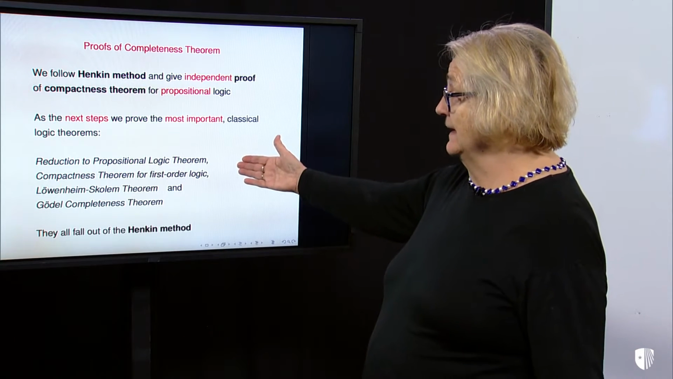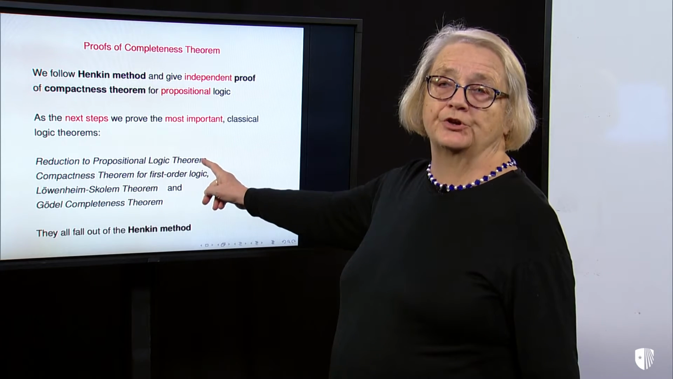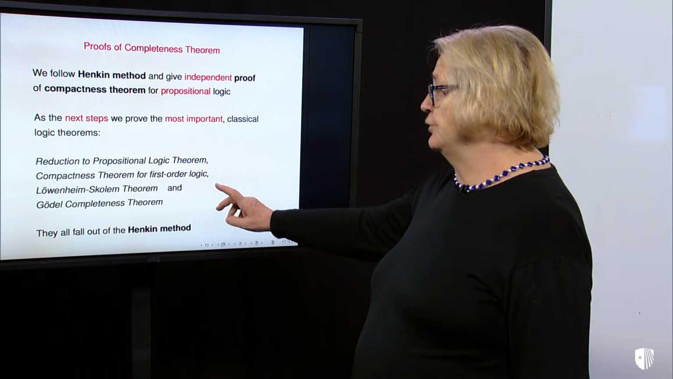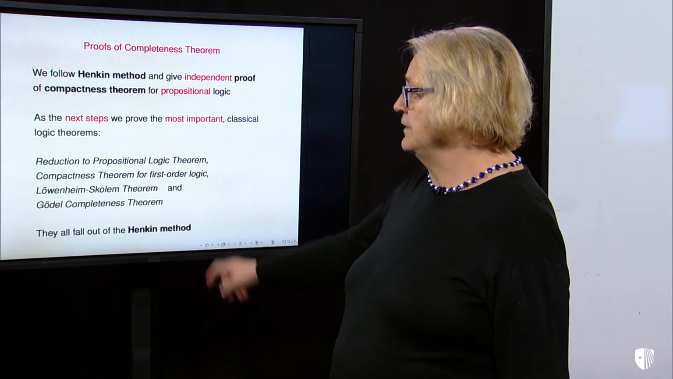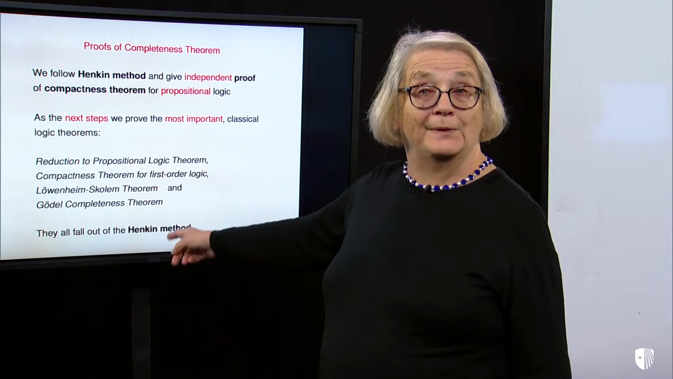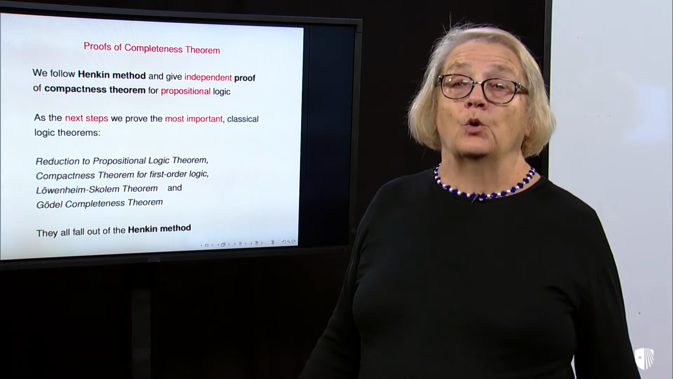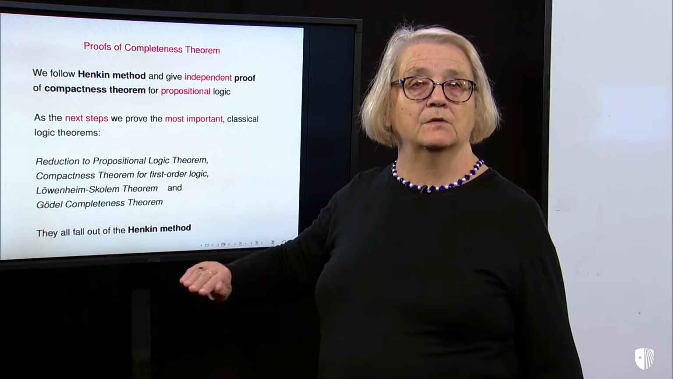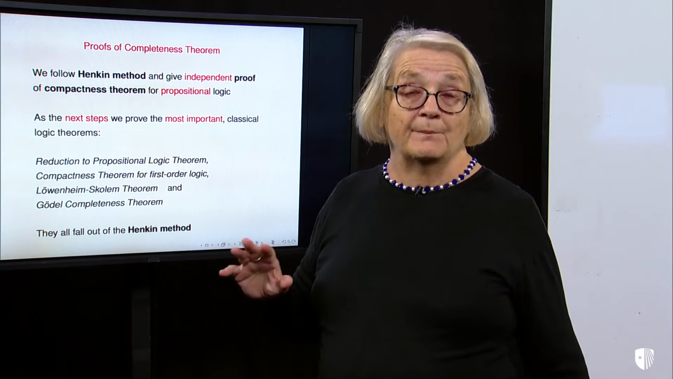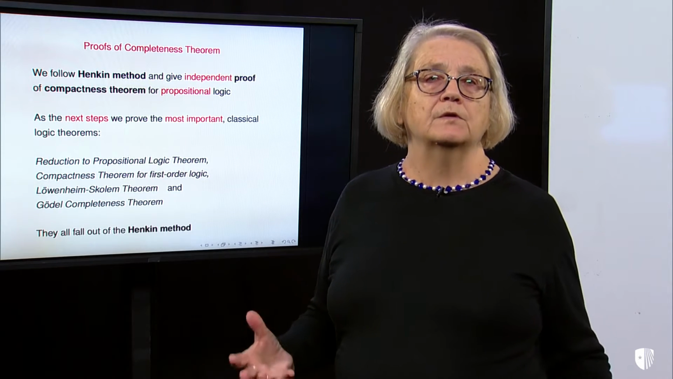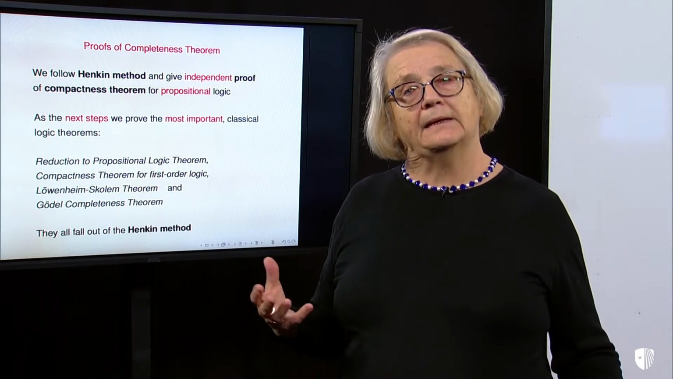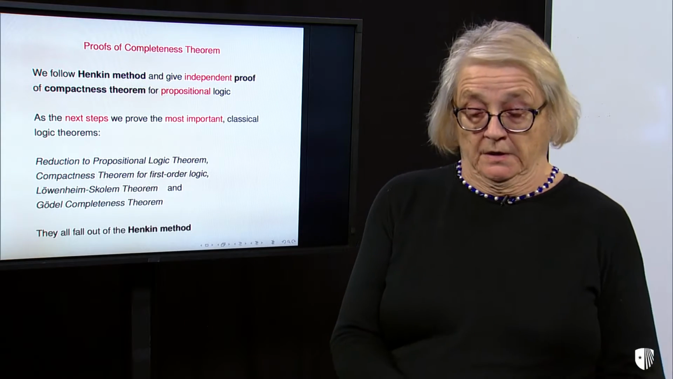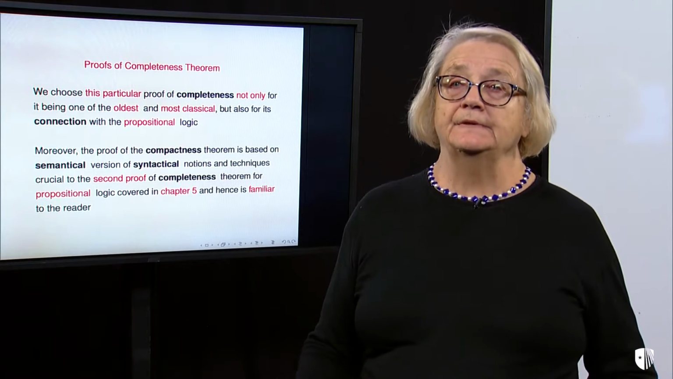So, here are the steps. Reduction to propositional logic theorem, compactness theorem for first-order logic, Löwenheim-Skolem theorem, and Gödel completeness theorem of predicate logic. All the proofs of those theorems, which are, in a sense, the most important basic theorems in classical predicate logic, fall out of the Henkin method. And we will do it.